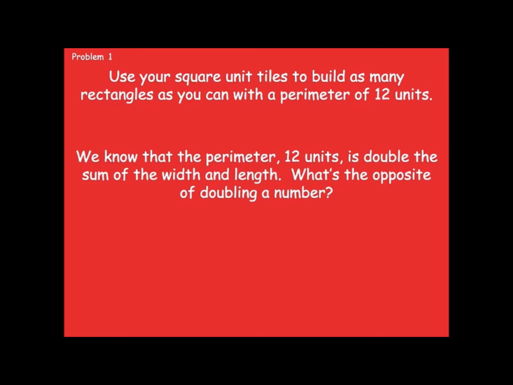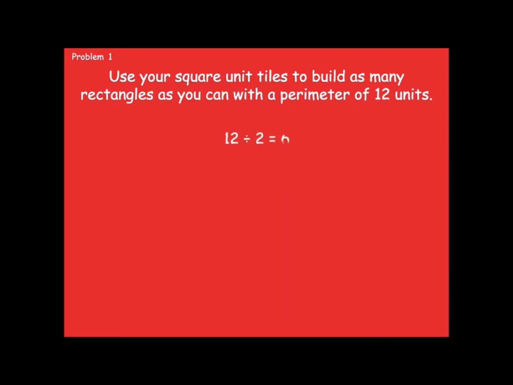What's the opposite of doubling a number? So if we don't double it, what's the opposite of doubling something? Yeah, it's dividing it by 2 or halving a number, right? If you take it and you cut it in half. So let's look at that. 12 divided by 2 equals 6.